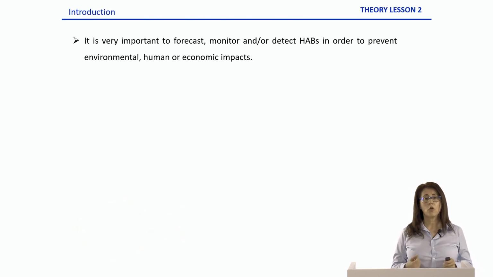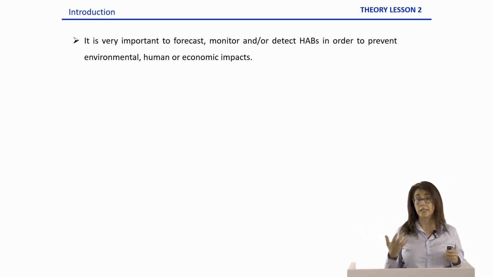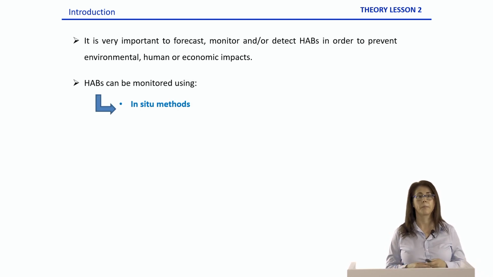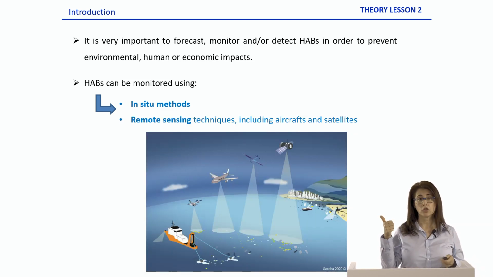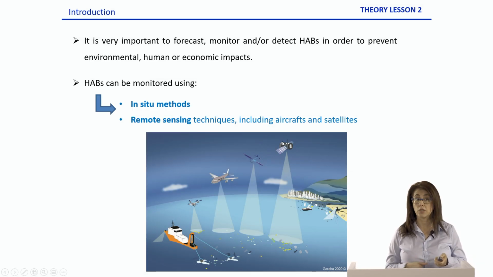As you probably know by now from the first block of theory lessons, it is very, very important to forecast, monitor, or detect HABs in order to prevent environmental, human, or economical impacts. HABs can be monitored using either in situ methods or remote sensing techniques. Remote sensing techniques can be done with drones, aircraft, or satellites. Obviously, we are going to focus on satellites.